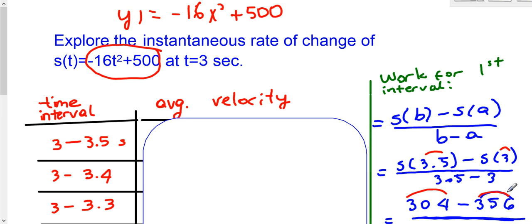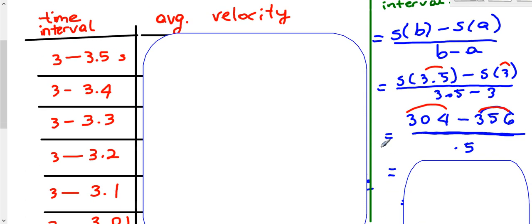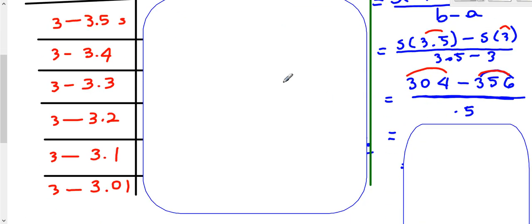So we want S of 3.5 minus S of 3, so in that order. And it's going to be a negative number. Don't be alarmed, because this object actually is going downwards. It's like a downward path on a parabola, so it's okay.